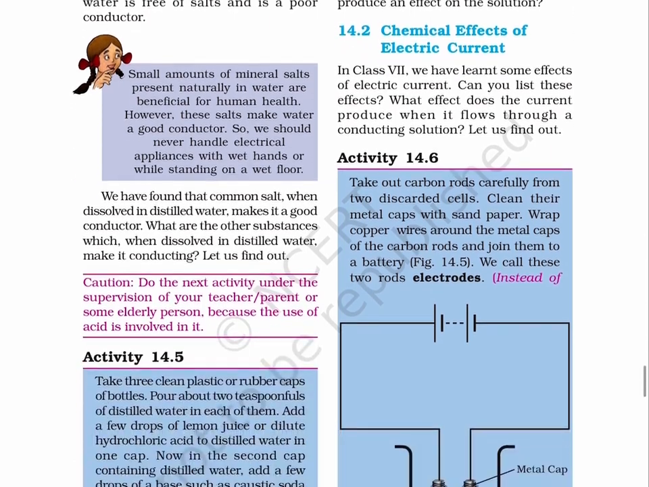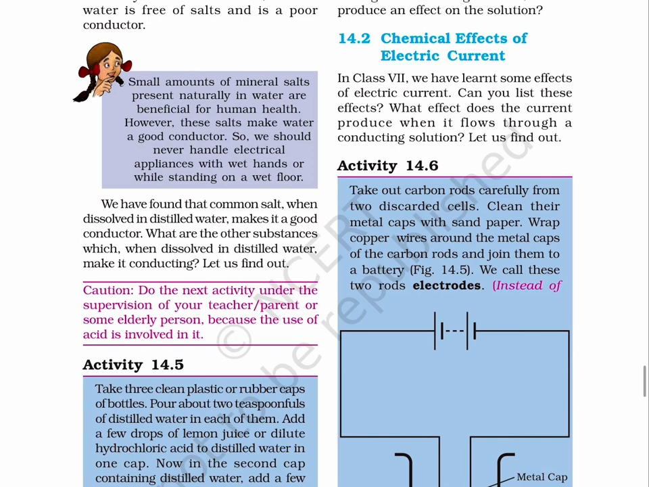14.2. Chemical effects of electric current. In class 7, we have learned some effects of electric current. Can you list these effects? What effect does the current produce when it flows through a conducting solution? Let us find out. Activity 14.6.